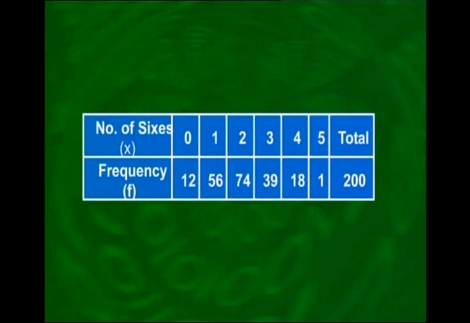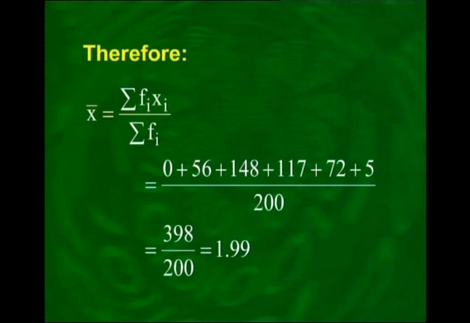The data was x values 0, 1, 2, 3, 4, 5, where x of course represents the number of 6s in 5 tosses of the loaded die, and the column of frequencies read 12, 56, 74 and so on, so that the total was 200. In order to fit a binomial distribution, first of all we find the sample mean x bar, and for this purpose we find sigma f of x, which is 398, and dividing by sigma f, which is 200, our x bar comes out to be 1.99.